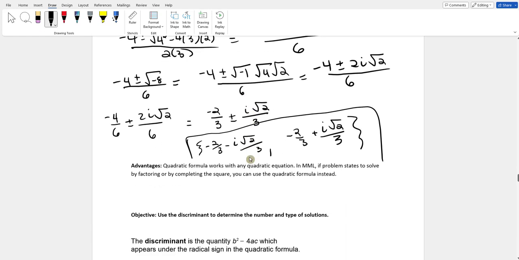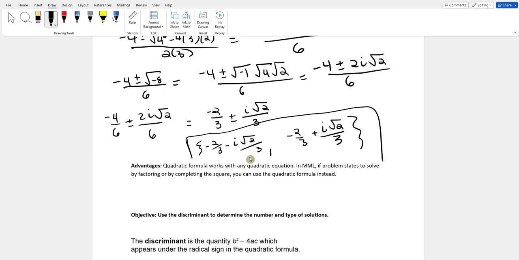So once again, the quadratic formula works with any quadratic equation. If you have MyMathLab and it tells you to solve by factoring, or it tells you to solve by completing the square, you don't have to. You can solve by using the quadratic formula if that works best for you.